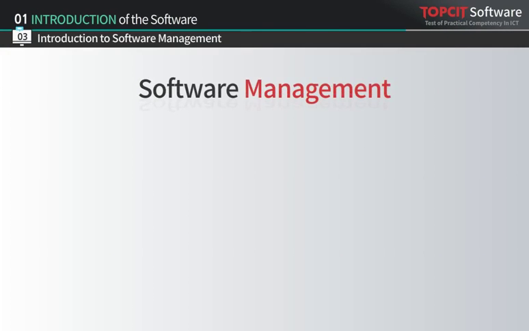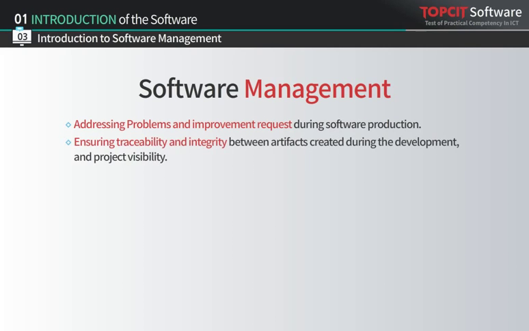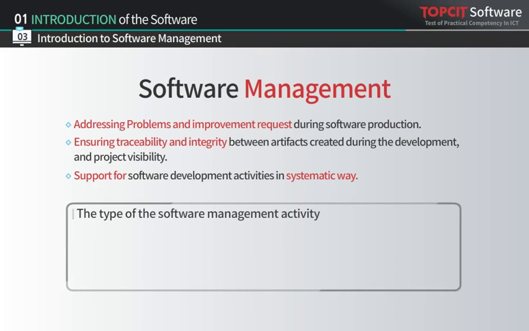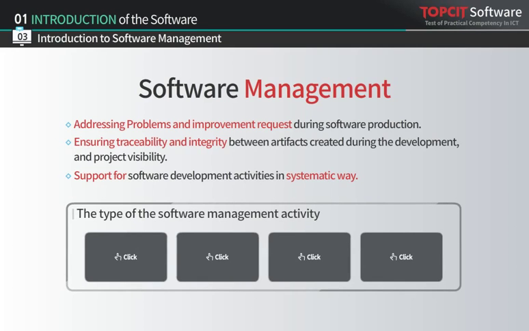Software management is an activity that supports software development, which addresses problems under production and improvement requests. It ensures traceability and integrity between artifacts created during development and project visibility. Also, it supports software development activities in a systematic way. There are 4 types of software management activities.